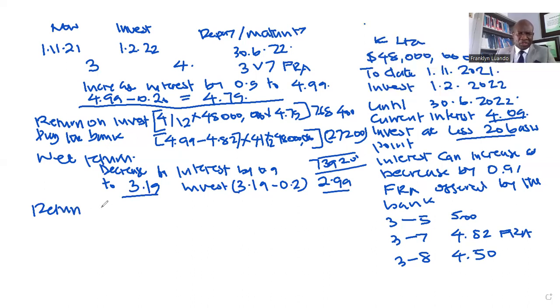So now what will be the return? Return on investment will be 4 upon 12 multiplied by 2.99 multiplied by 48 million. This gives us 478,400.